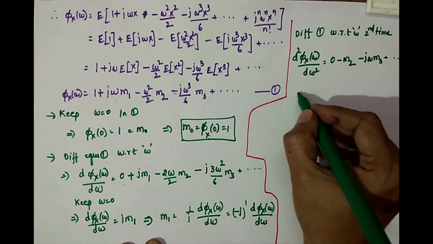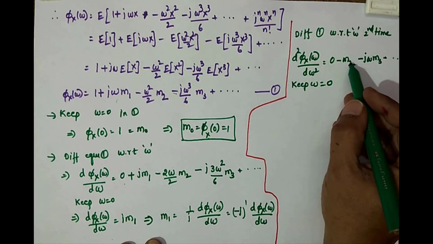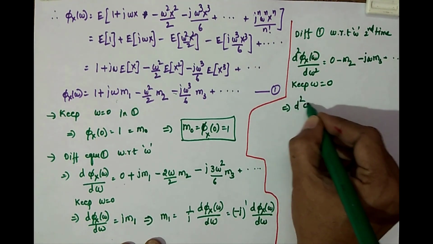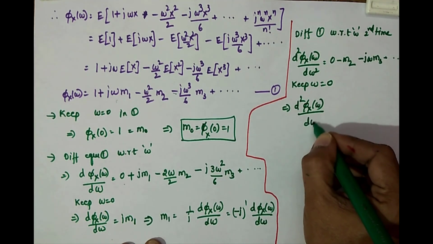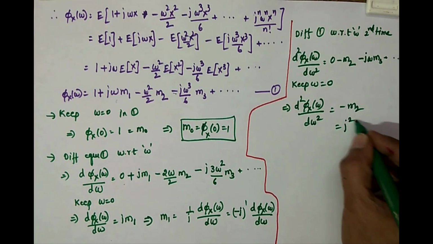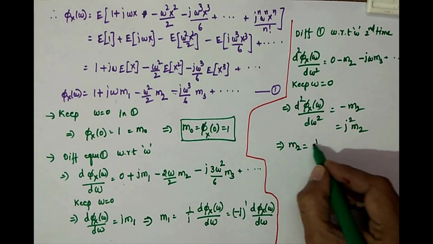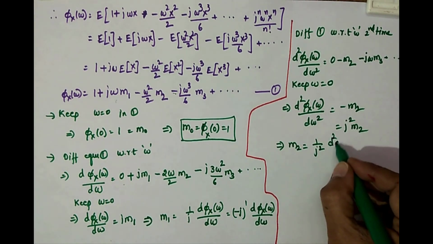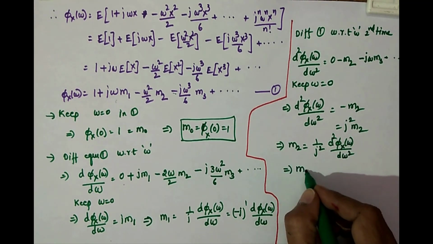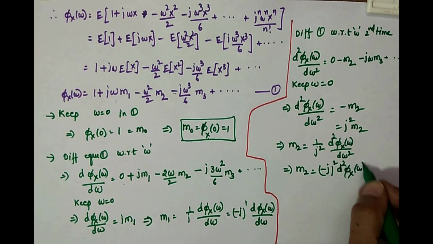And so on. Now keep omega equal to 0 in this. So it implies d square phi x of omega by d omega square is equal to minus m2. How can we write this minus? It is j square m2. So what it implies? m2 is equal to 1 by j square d square phi x of omega by d omega square. So you can write m2 as minus j whole square d square phi x of omega by d omega square.